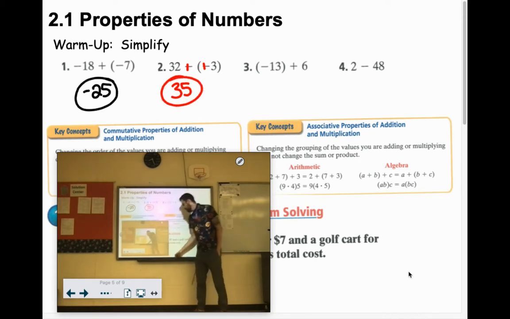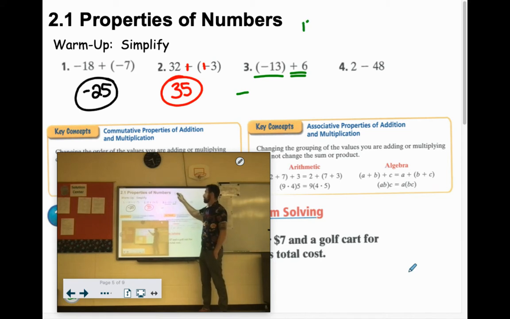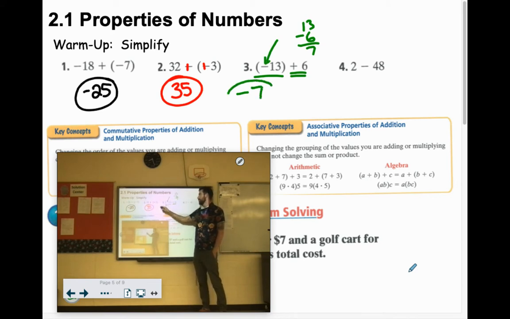Negative 13 plus 6. Now you can think of money. You owe someone $13. You have $6. Do you have enough? No. So we know it's going to go negative. The rule for adding one of each kind is subtract your large number minus your small number, and then keep the sign of the bigger number. So if we did 13 minus 6, it would give us 7. You keep the sign of the larger number, which is 13, so it would be negative 7.